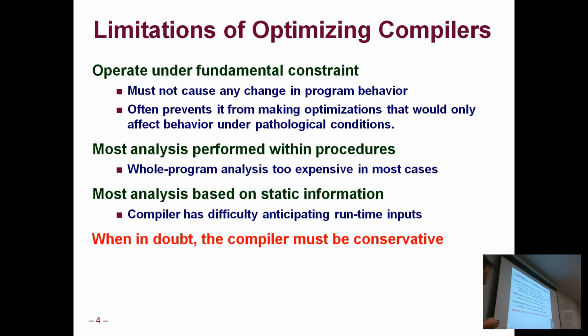As a fallout of that, most of the analysis that a compiler will do is performed within a procedure. If you want to optimize between procedures, it's prohibitively expensive. You can't go into the entire code base and try to select code based on what's in arbitrary spots around your code. It's just not done. And most analysis is based on static information. It cannot make any assumptions on the runtime inputs. So if you have any input that is not statically 100% known, it can't optimize around that. We'll get to this when we actually see certain code snippets, and you'll see exactly what this is.